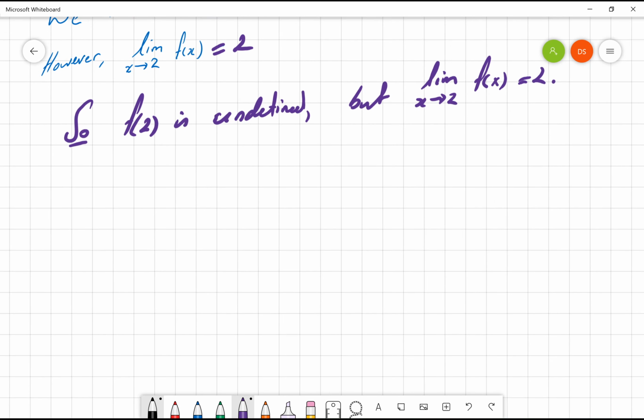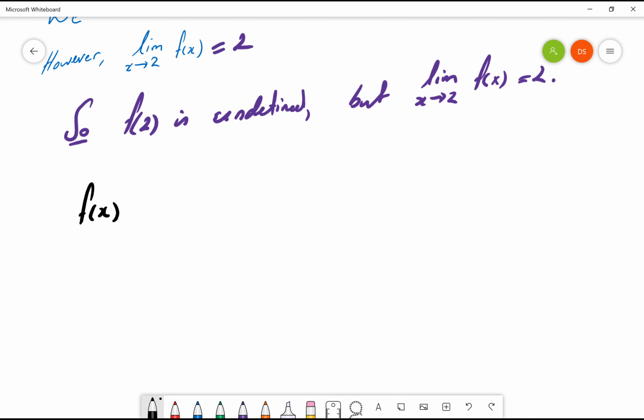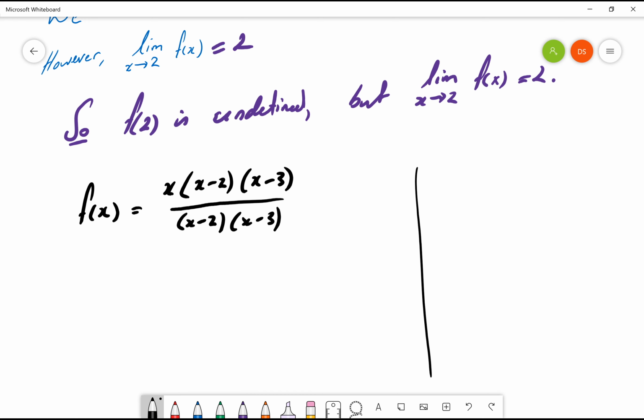Now, before we carry on, let me give you another function. F of x equals x minus 2, x minus 3 over x minus 2, x minus 3. Can you tell me what you think this function will look like? Will it be f of x? Try to draw this.